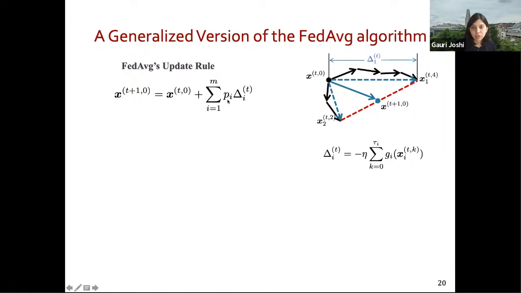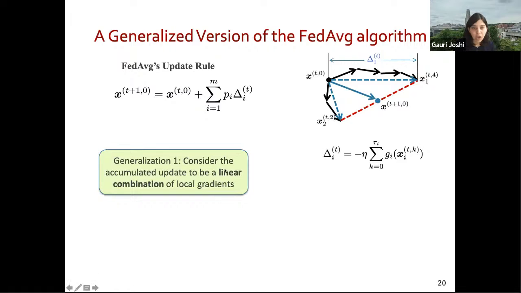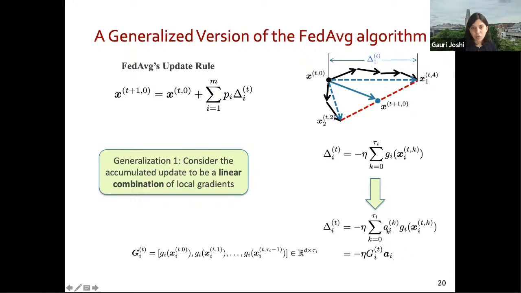In the generalized version, the first thing that we change is that we allow this accumulated update to be an arbitrary linear combination of the local gradients. So instead of just being a sum, this is a linear combination of the gradients where a_i, the weights of the linear combination, can be put in a vector a_i, and the gradients can be stacked into a matrix G_i and written compactly like this. That's the only change. You can see that this becomes a special case. If all the elements of a_i are equal, you go back to the original federated averaging setting.